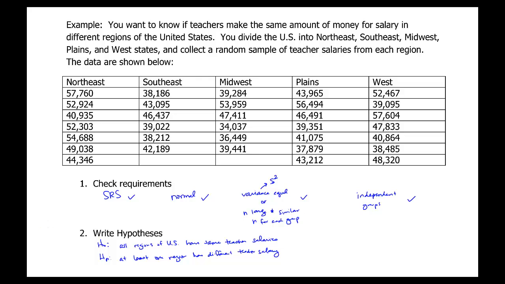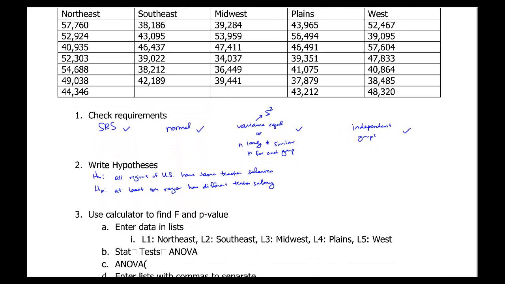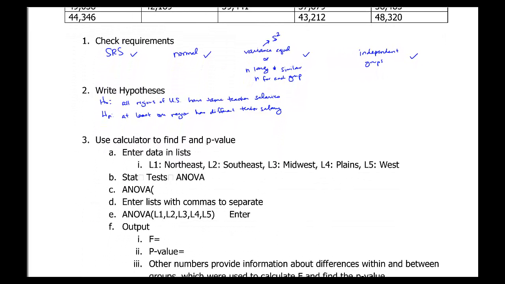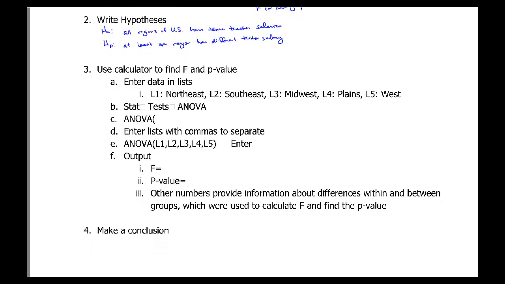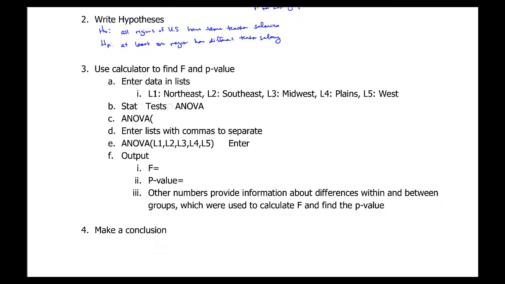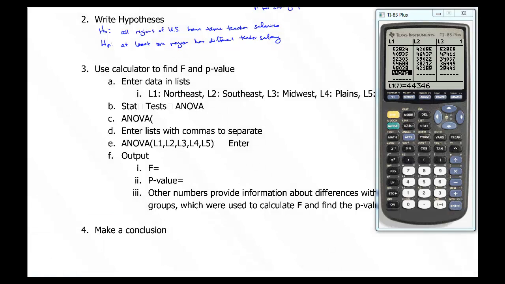Alright, so again, we're not going to be learning any of the equations for an ANOVA. We're just going to see how our calculator will do this. And to save time, you can see that all the values are already in my calculator. So each region, Northeast, Southeast, Midwest, Plains, and West, are list 1, list 2, list 3. And if we scroll over, you'll see I have list 4 and list 5. So you need a separate list for each group, and get those all into your calculator.